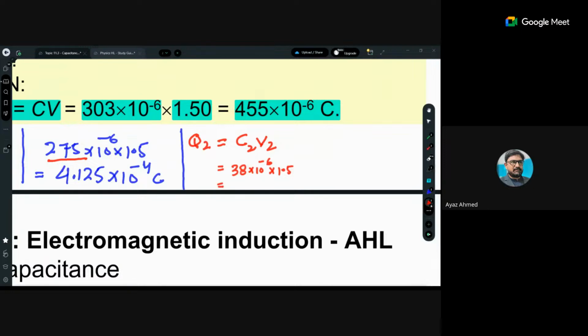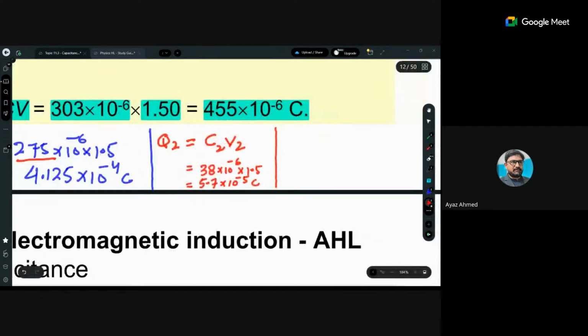So what will be the answer? It should be 38 and half of 5.7. 5.7 times 10 to the power of negative 5. So this is the charge individually stored on each capacitor. As you know, Q is equal to Q1 plus Q2.